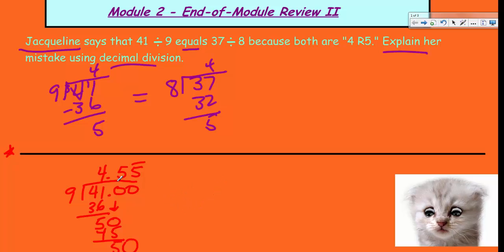Well, that means that this is basically 4.555, or you could round this to the nearest tenth and say that that's 4.6. But let's just leave that there for the time being. We'll come over here and do this one.